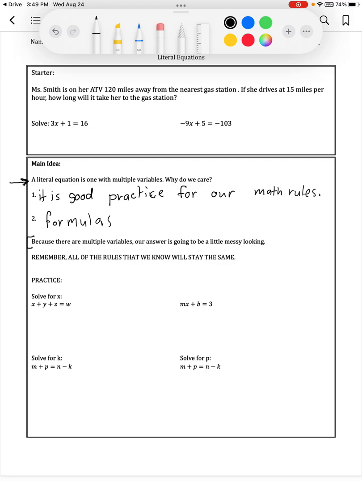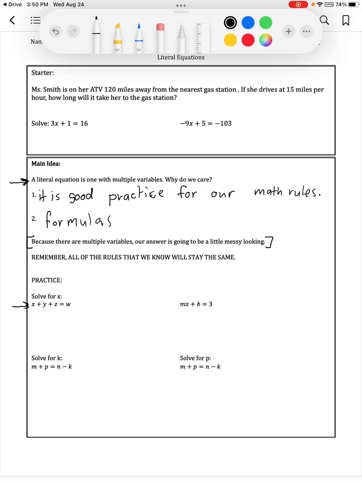Now, an important thing to know is instead of getting a single tidy number, our answer is going to be a little bit more complicated than that. But so long as you trust the process and remember all of the rules that we already know will stay the same, then things are going to be okay. So let's go ahead and look at the literal equation here.